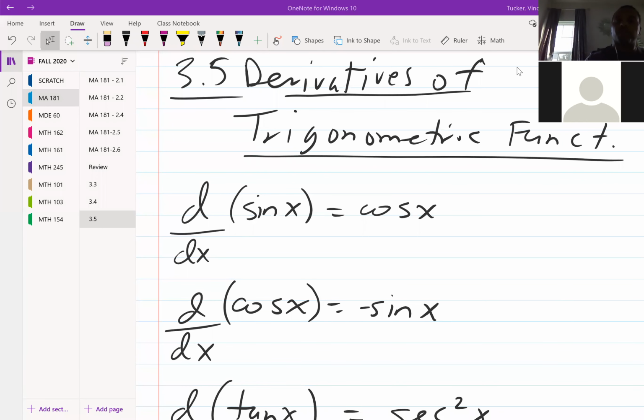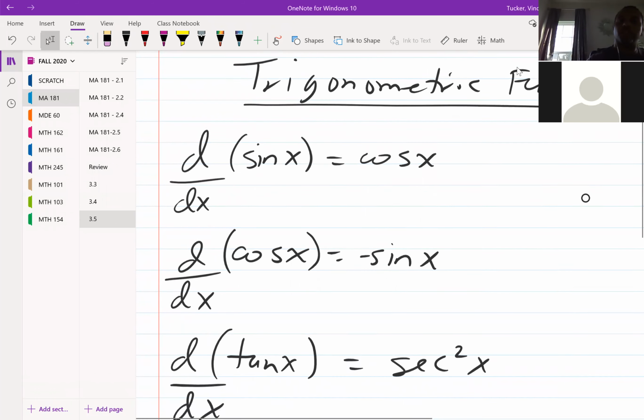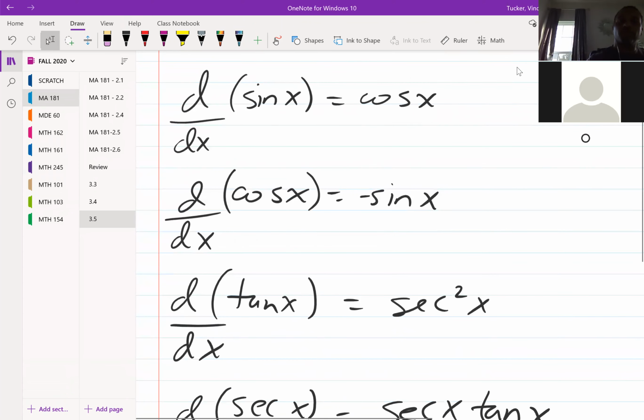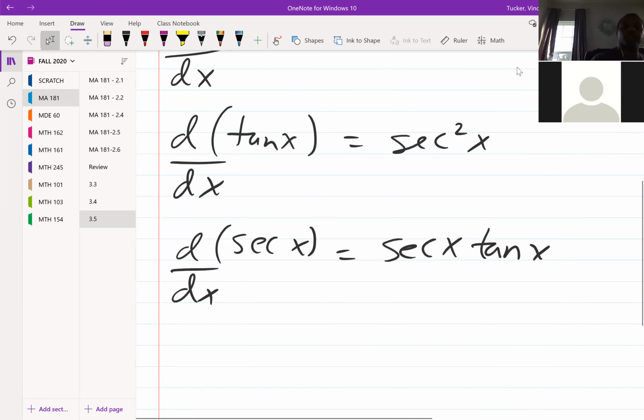All right, so 3.5 is derivatives of trigonometric functions. The first one is the derivative of sine. The derivative of sine is cosine. The derivative of cosine is negative sine. The derivative of tangent is secant squared. The derivative of secant is secant x tan x.